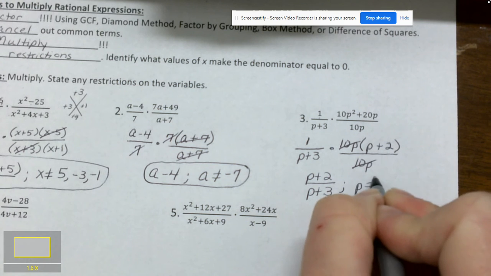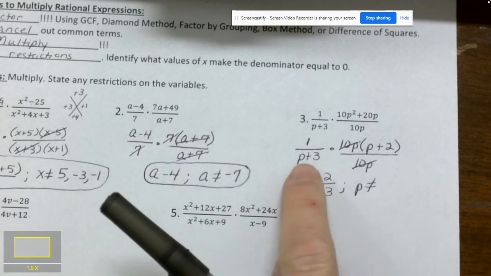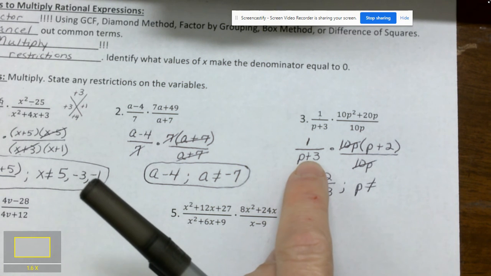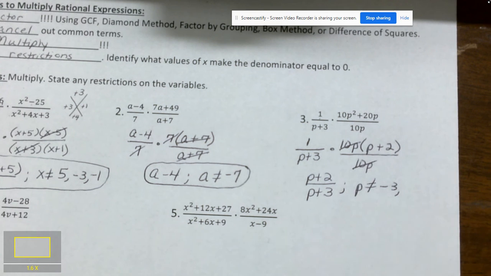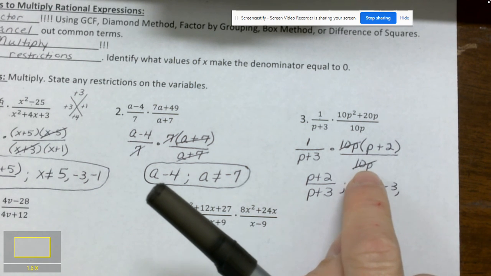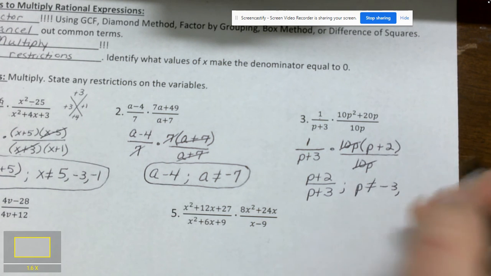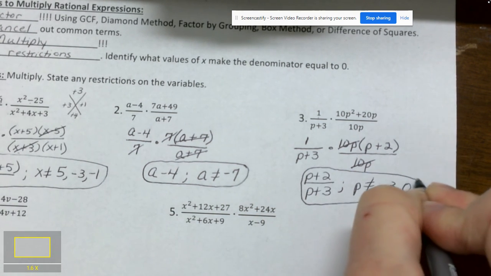All right, now what can p not be equal to? So we go back to our denominators here and here. What would make p plus 3 equal to 0? That would be a negative 3. What would make 10p equal to 0? That would be if p is 0. So our p cannot be equal to negative 3 or 0.